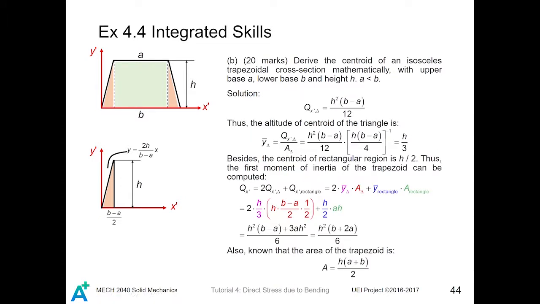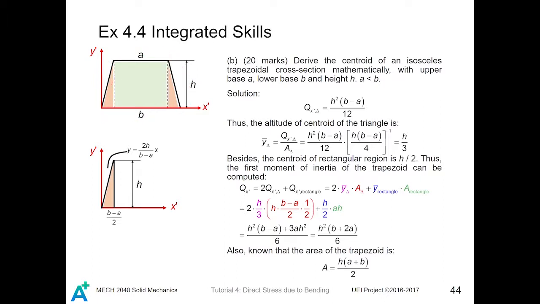Finally, you consider the area of this tiny triangle. You found that the altitude of the centroid is given by h divided by 3. That means the average value of y for the triangular shape is h divided by 3. Then we combine the result of the first moment of inertia of the triangle with the result of the first moment of inertia of the rectangle. We assemble all those components together to get a complete trapezoid.